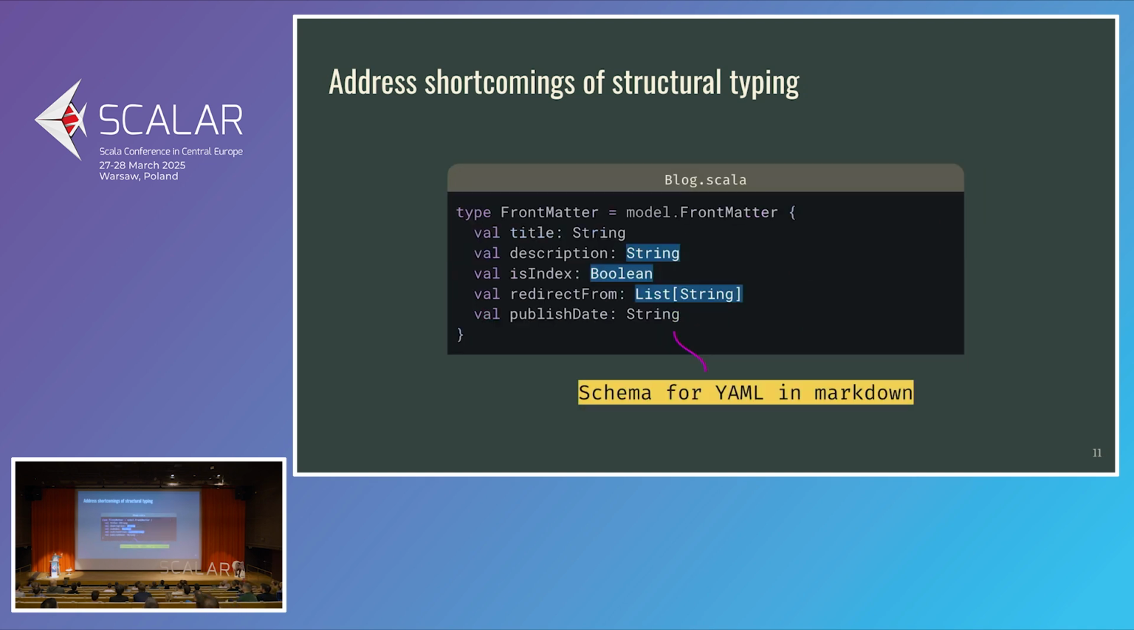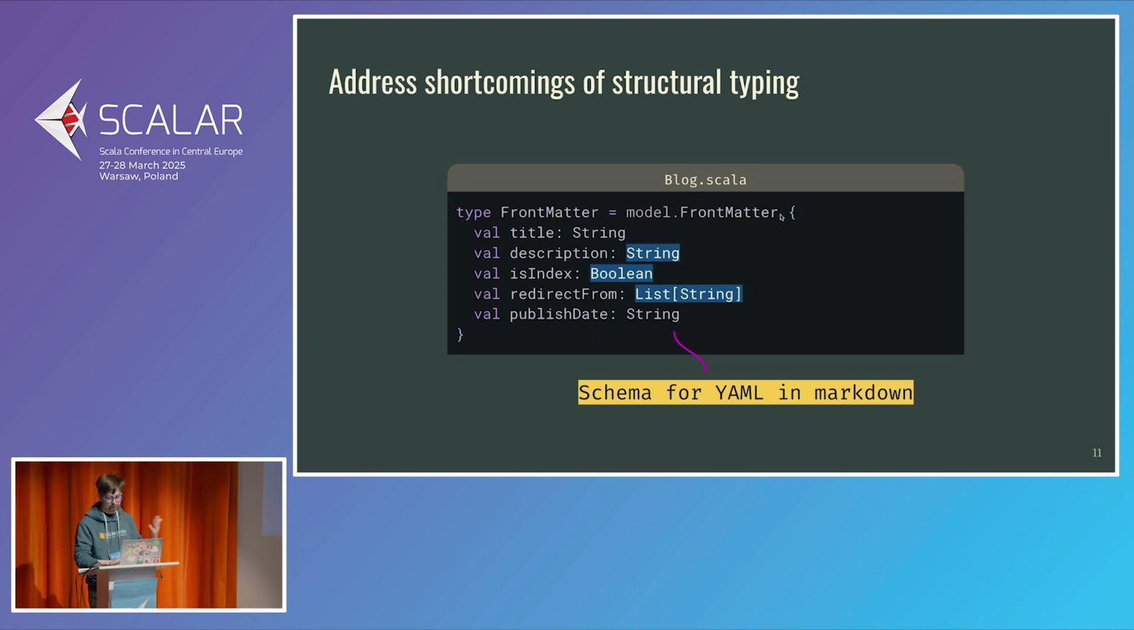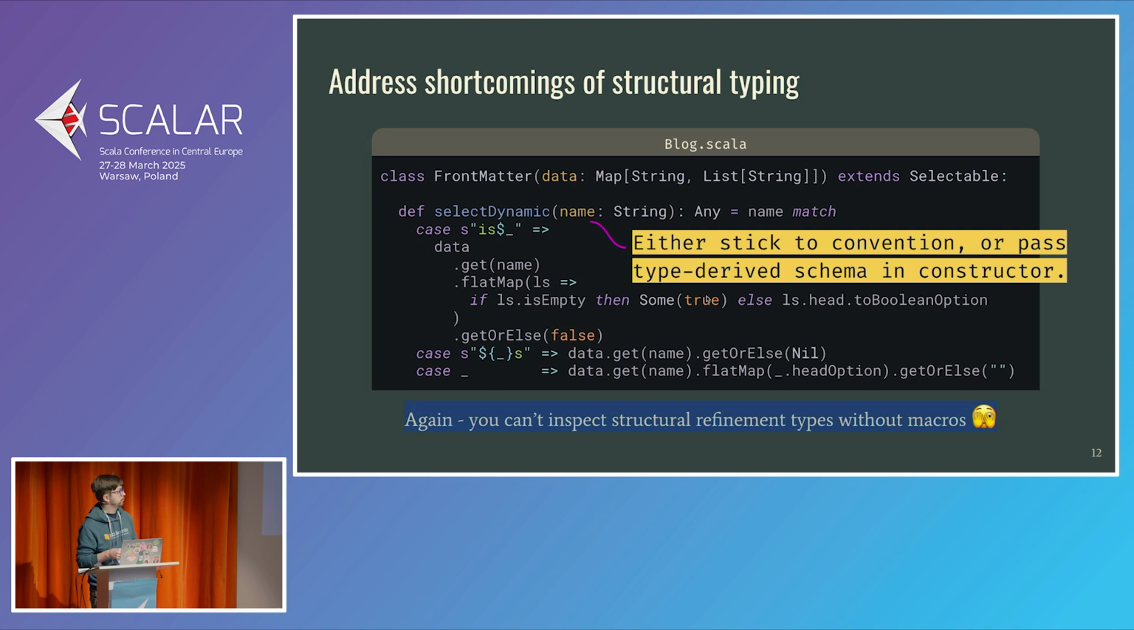Here's a more at a distance example. Say you're writing a blog generator, and you need to extract the front matter from some markdown, which is typically like some YAML at the top of the file. And I declare some schema here as a structural type, refining this FrontMatter thing. And I have heterogeneous data, so I have a string, I have a Boolean, I have a list of strings in there. And kind of the only way to conveniently define this is to store a hash map where we use the lowest common denominator, so everything's effectively a list of strings. And then when we select, we have to basically stick to some sort of convention.